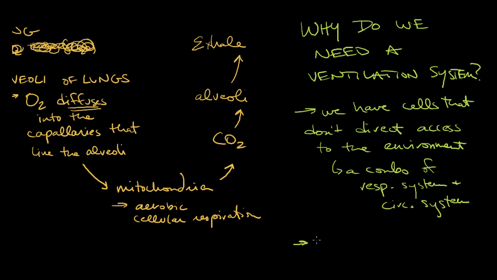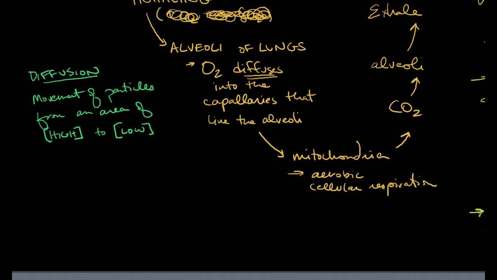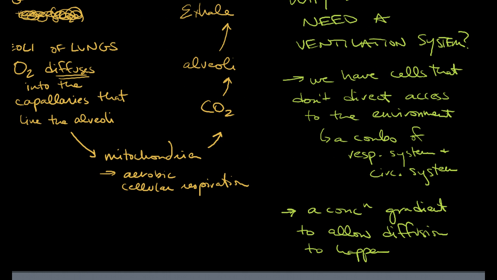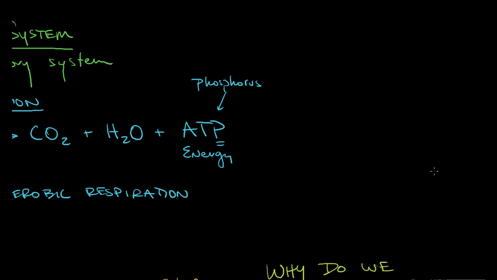The second reason is that we need a concentration gradient to allow diffusion to happen. And I guess I should say, if we go back to the definition of diffusion, that this is a passive transport. This requires no additional energy directly for diffusion to happen. Although it does take energy for us to breathe in and out, to inhale and exhale.